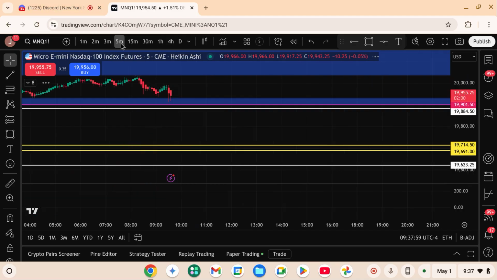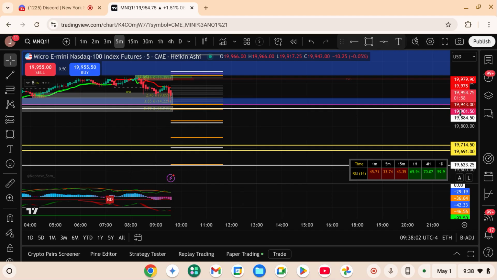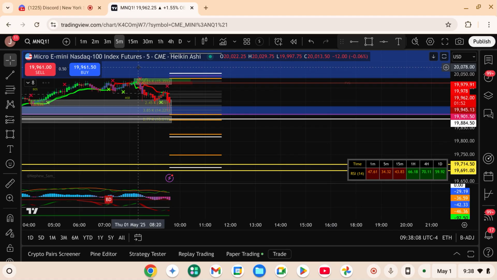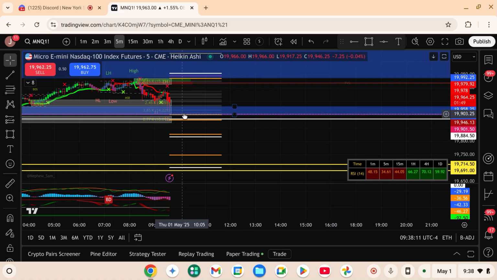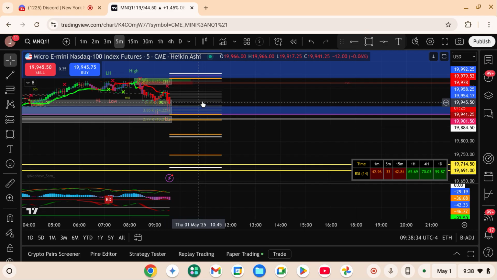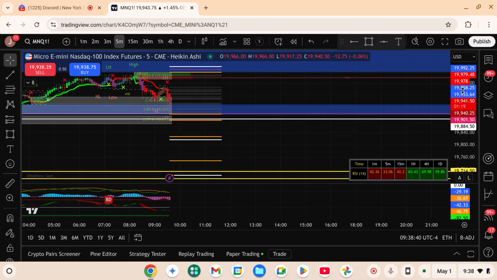Let's go 5 minutes. So yeah, that's our setup for MNQ. Well, if this holds and it puts in like a low or a higher low, we'll take longs from here, because there's liquidity right below the London low. If we break that and break here, we'll take a short. But if we put in like a low and we break outside of this blue box, we'll take it long. Whichever one happens first.